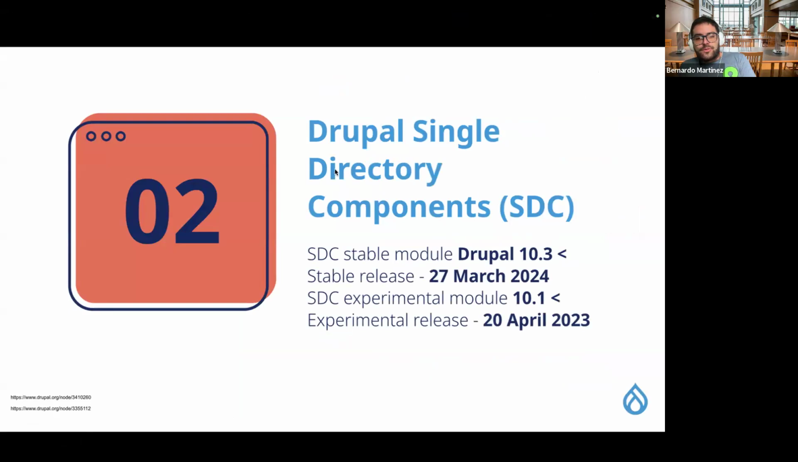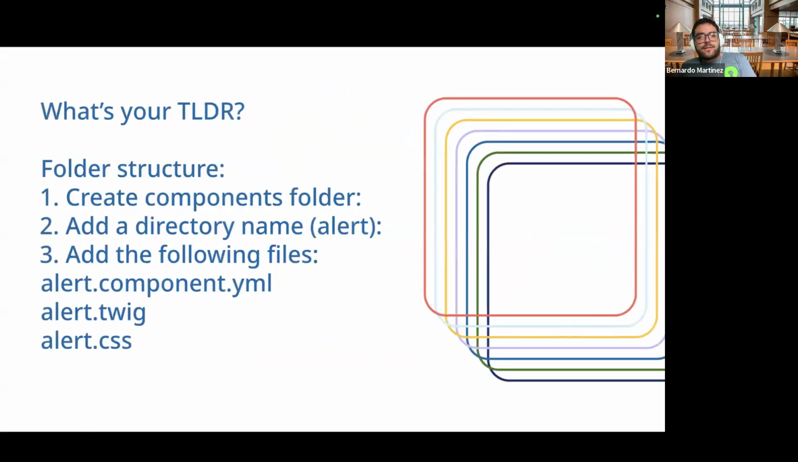I was double checking on time because I thought, maybe I am going to run out. So what is the TLDR on single directory components? You add a directory name, whatever you want to call it. Then you have a component.yaml file. And then you have your twig and your CSS files.